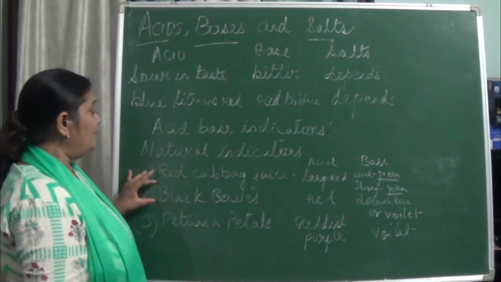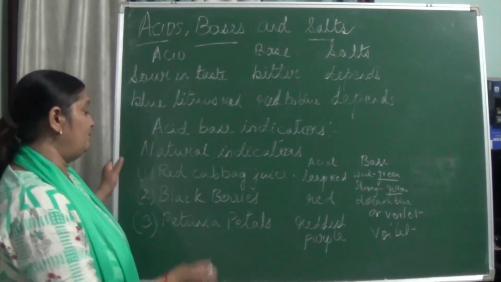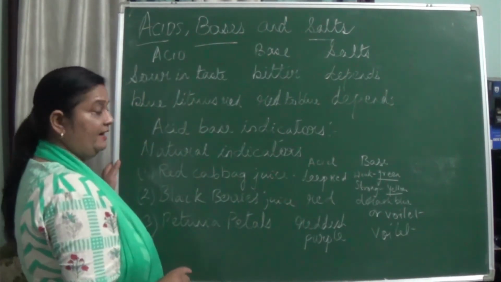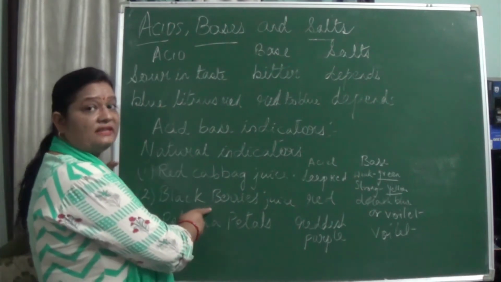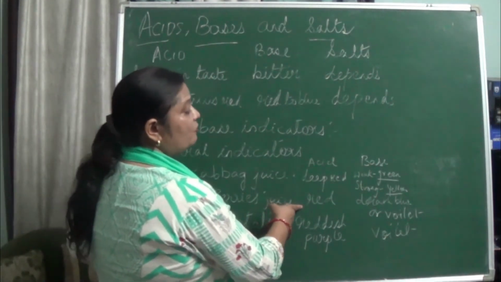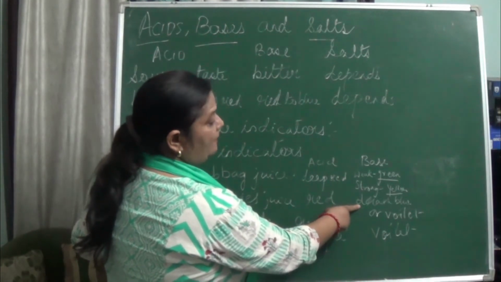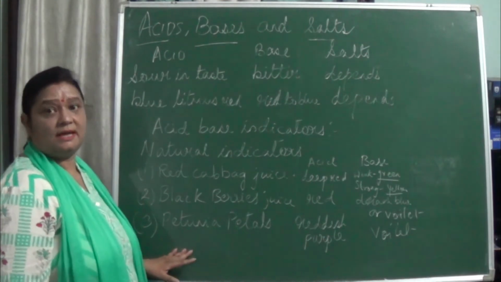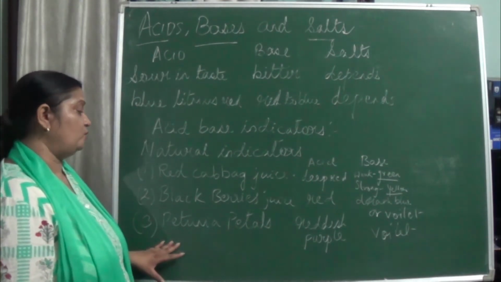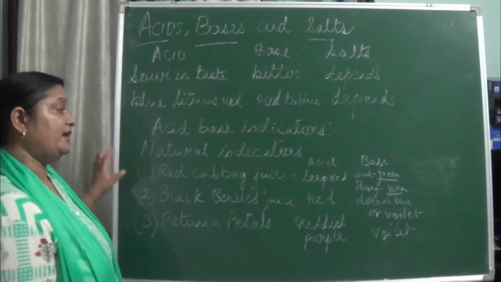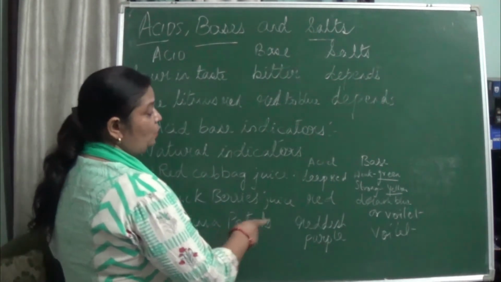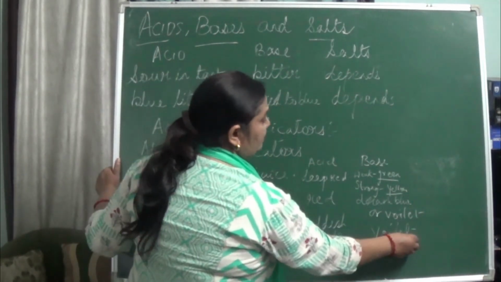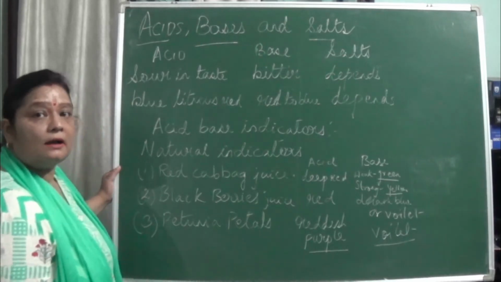So this also is a natural indicator. Blackberry juice is also a natural indicator. If acid is added to it, it will change red in color. If base is added, it will change dark blue or violet in color. Like that, petunia petals are also natural indicators of acid and base. If acid is there, it changes reddish purple in color, and if base is there, it will change violet in color.